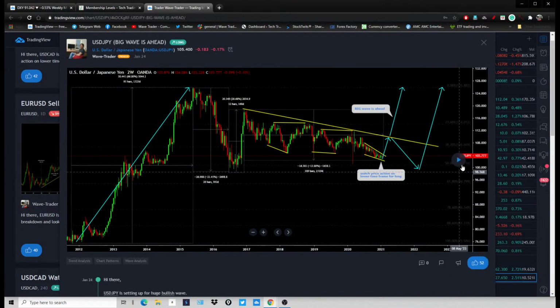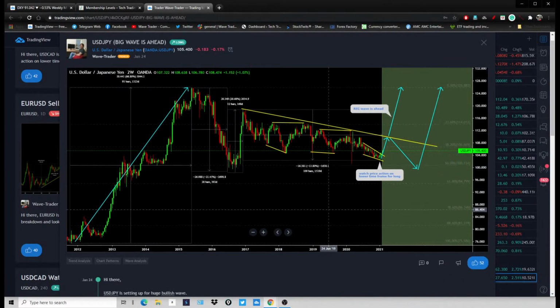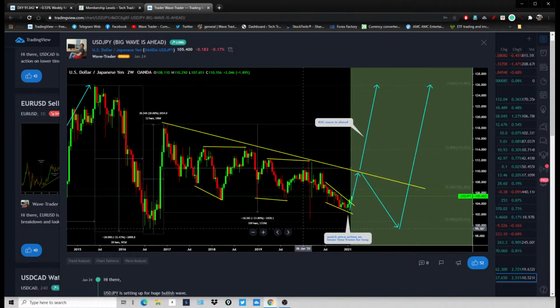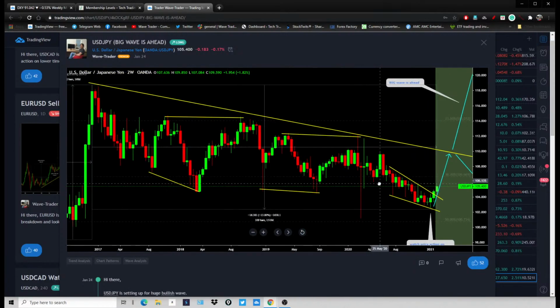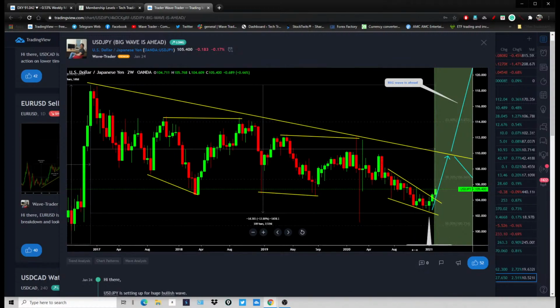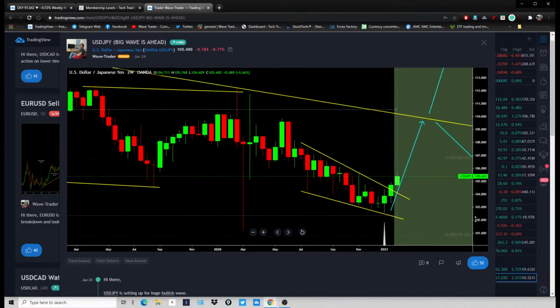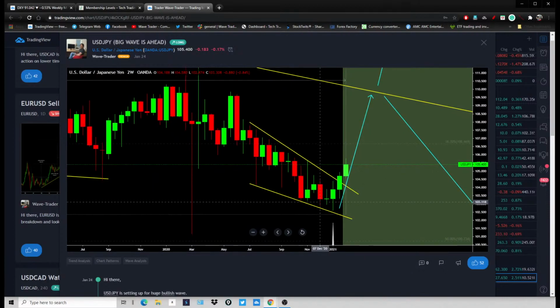Dollar yen is just going higher, outclassing every dollar. Outclassing the yen, we can say that. So breaking out that long. This is a 2-week chart. So we are having reversal.